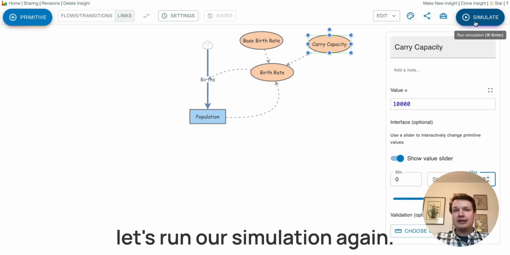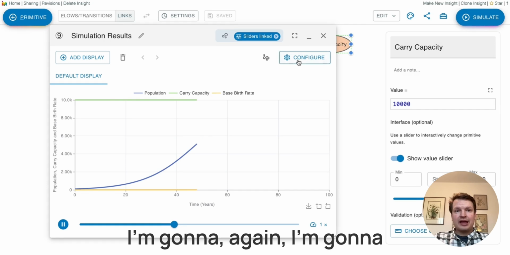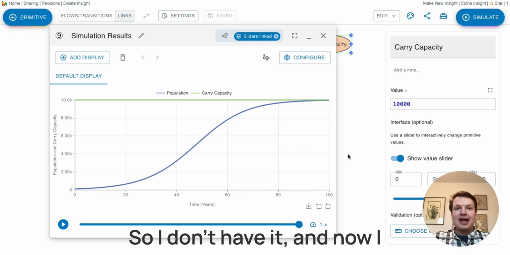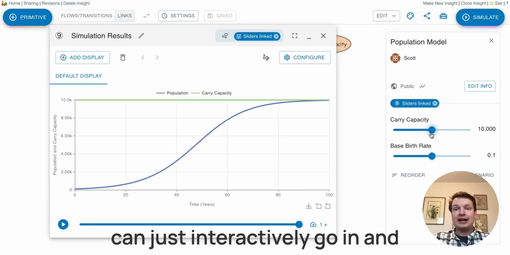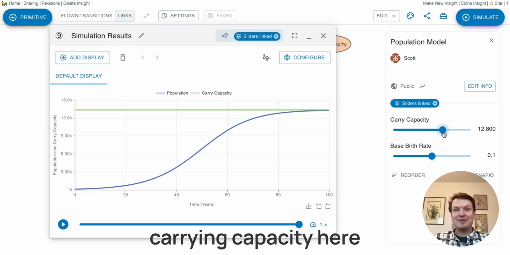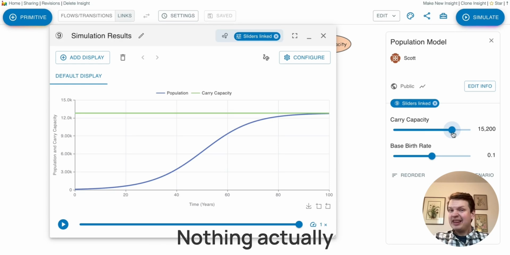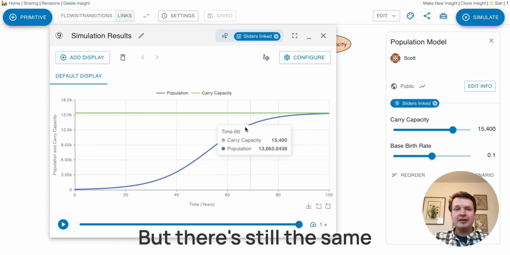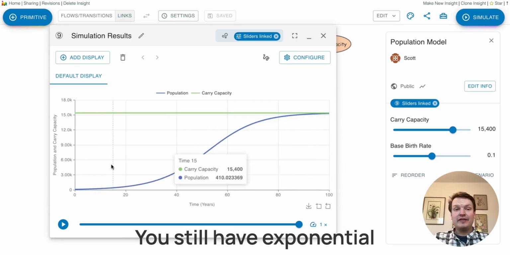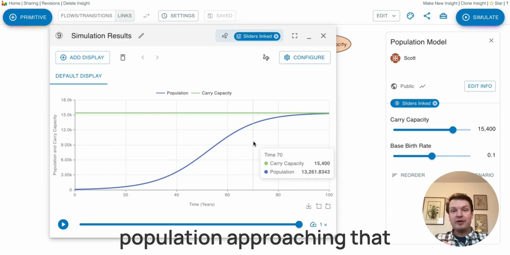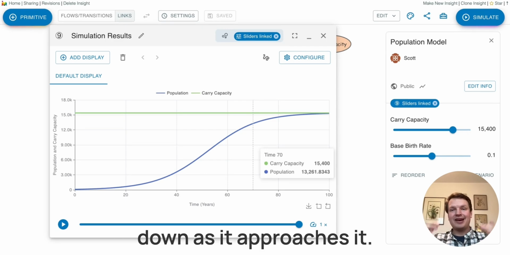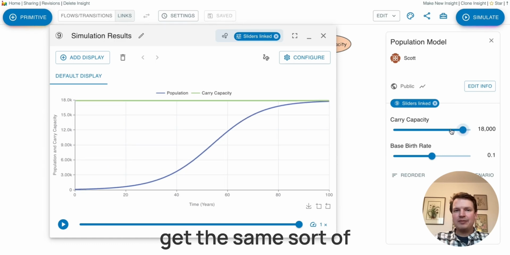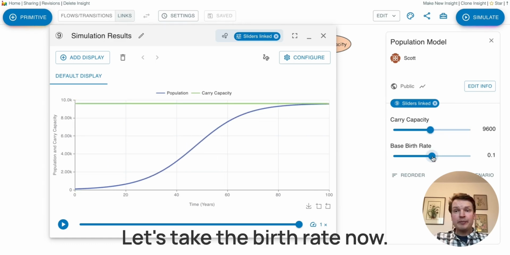Now that we've added them, let's run our simulation again. I'm going to remove that base birth rate from this graph right here, so I don't have it. And now I can just interactively go in and adjust the carrying capacity. So let's increase the carrying capacity here and see what happens. Nothing actually much happens. Of course, the absolute value of the population size goes up, but there's still the same sort of S-shaped curve. You still have exponential growth, and then the population approaching that carrying capacity and slowing down as it approaches it. So again, no matter what the carrying capacity is, we get the same sort of fundamental curve shape.